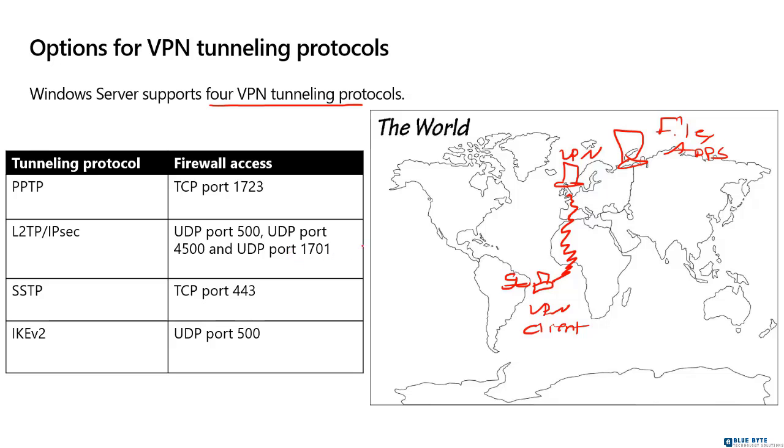The tunnel protocols we have. The oldest is point-to-point tunneling protocol, PPTP. This is supported in Windows 2000, or we should say was supported in Windows 2000. That just lets you know how old it actually is. It uses TCP port 1723. Now this does encrypt traffic.